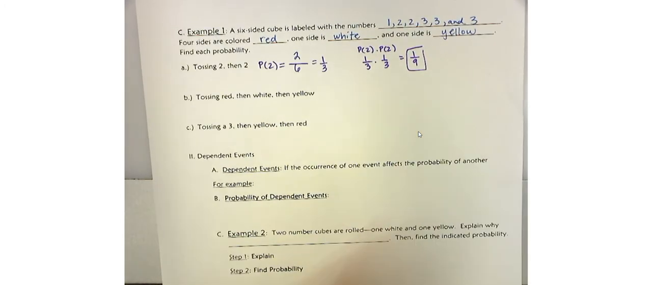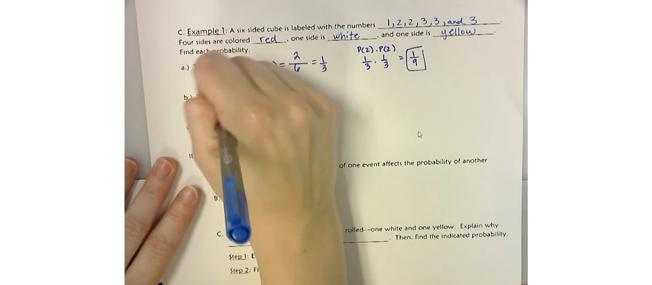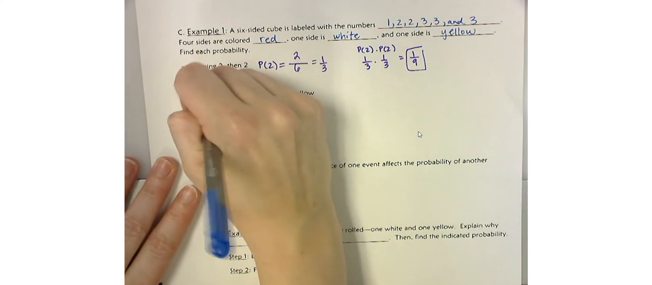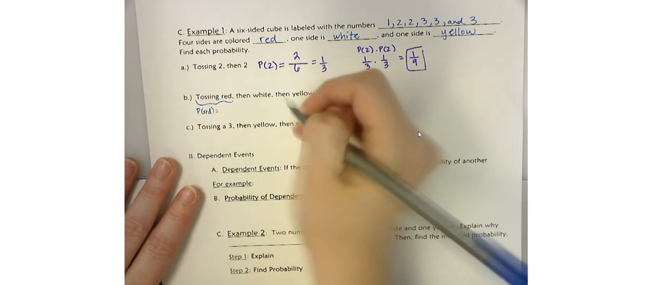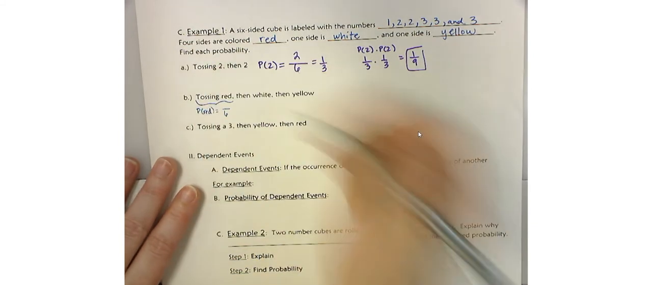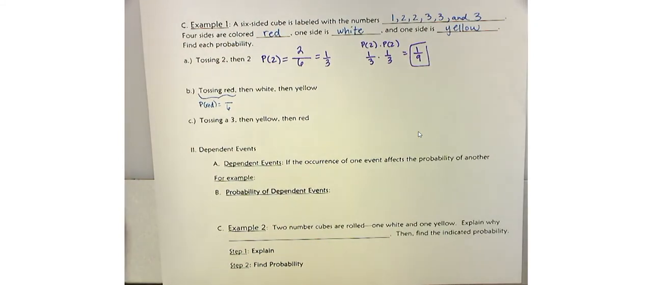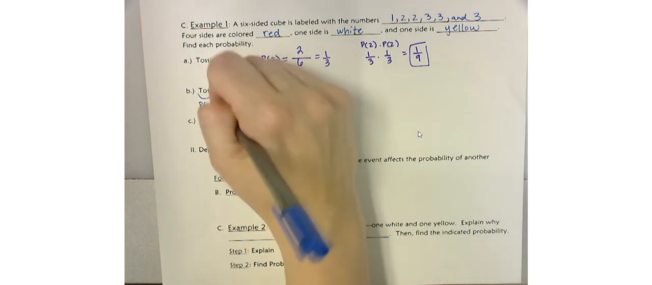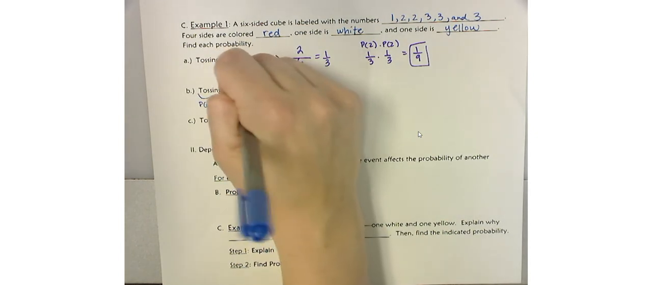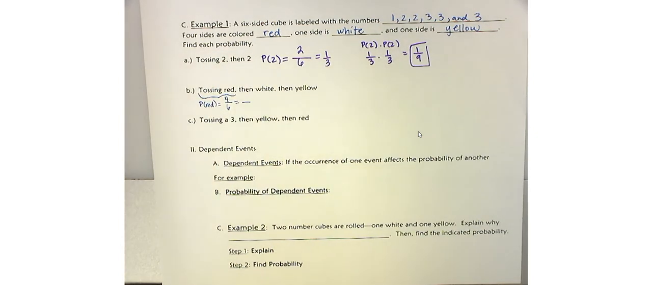Okay, for B, we have to find the probability of tossing a red, then a white, then a yellow. Okay, so first we'll find the probability of tossing a red. So again, we have 6 sides, so that's going to be our total. Kelsey, how many sides are red? 4. Okay, so then we have 4/6, that's going to reduce to what? 2/3, right? Divide them both by 2.